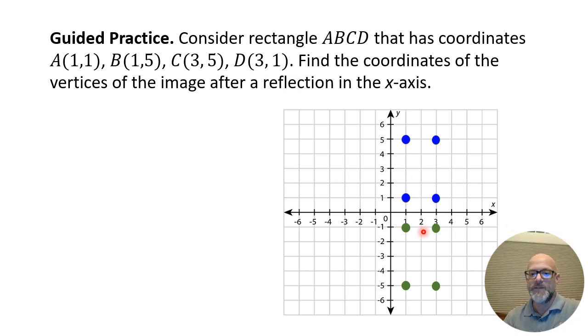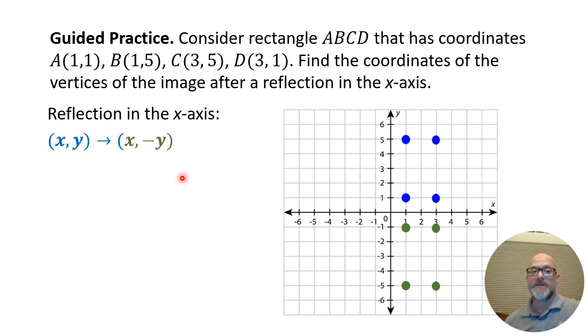Here's the x-axis, so we should get, if this was A, B, C, D, we should get A prime, B prime, C prime, D prime. All right, what's the rule for reflection by the x-axis? (x, y) maps to (x, negative y). Again, reflection by the x-axis negates y, not x. (1, 1) maps to (1, negative 1).